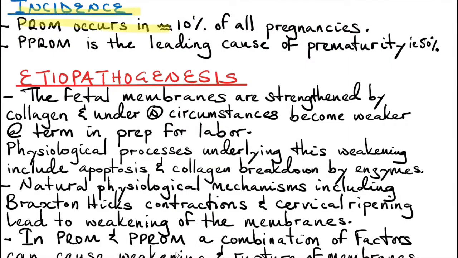Incidence. PROM occurs in approximately 10% of all pregnancies. PPROM is the leading cause of prematurity. About 50% of the cases of prematurity are caused by PPROM. This is because PPROM occurs before 37 weeks gestational age. This is before term. You expect the fetus to not have fully matured.